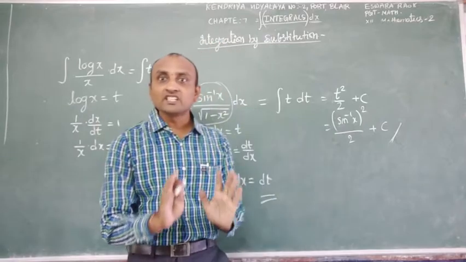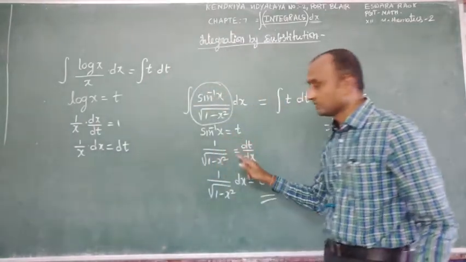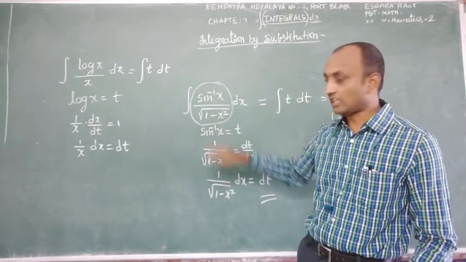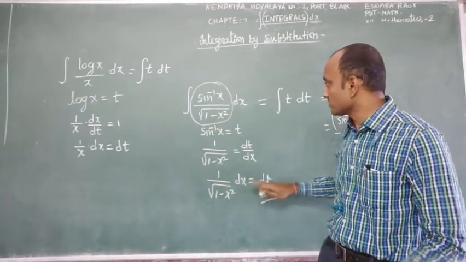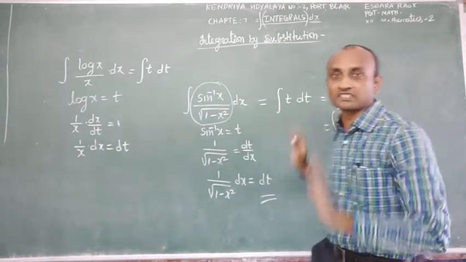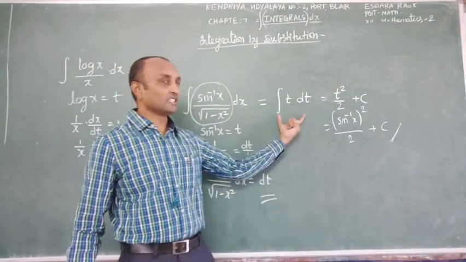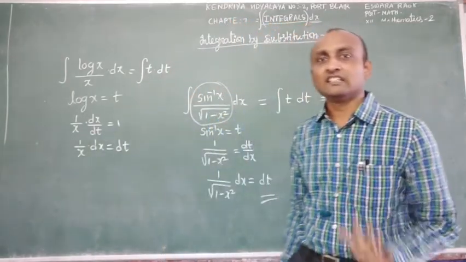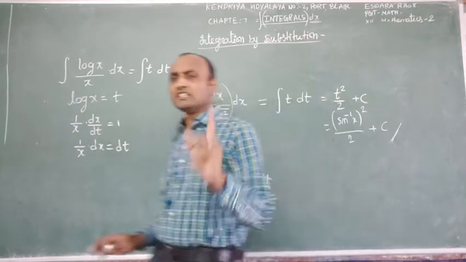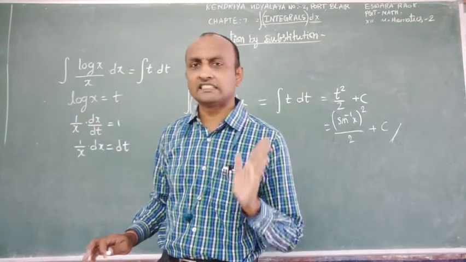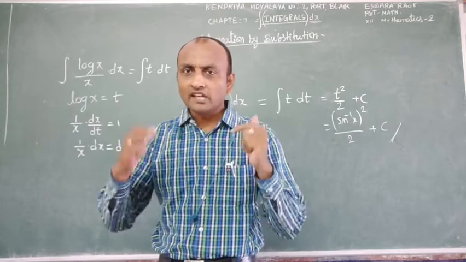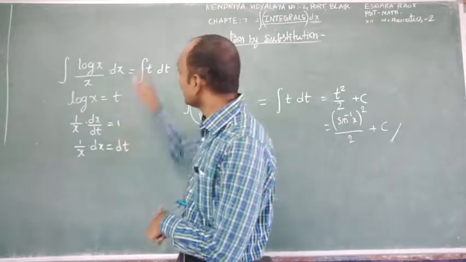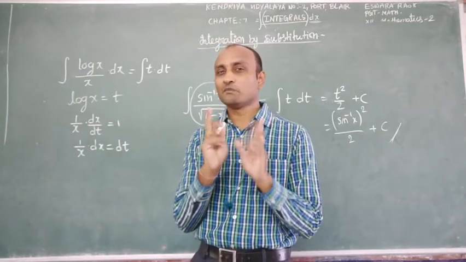After that, by differentiating that t on both sides, when the differentiation exists, then substitute everything in terms of t. The second step is done. Once you have done the second step, you can do the integration. That is the technique. In the integrand, something must be taken as t, in such a way that the differentiation of that something must be present in the integrand. Try to remember this technique.